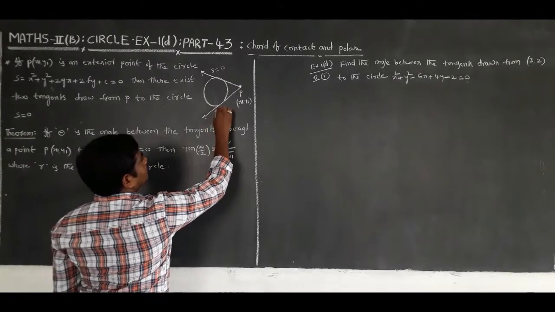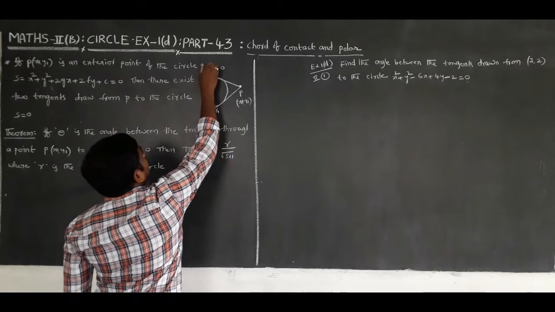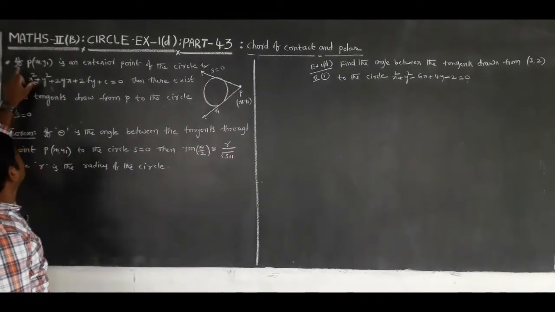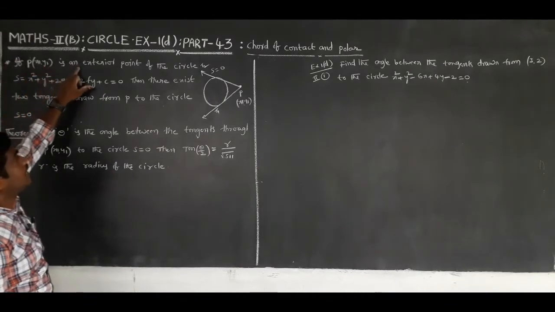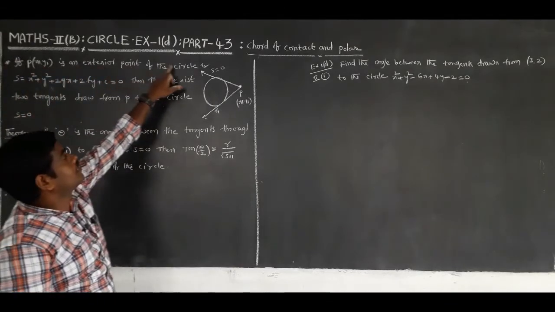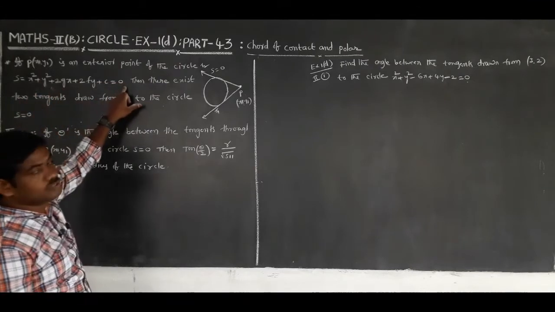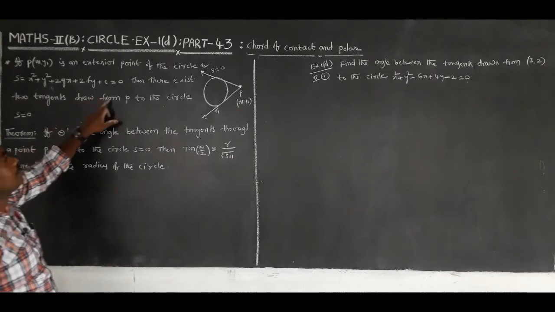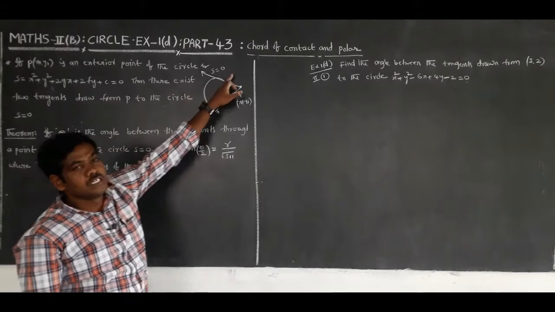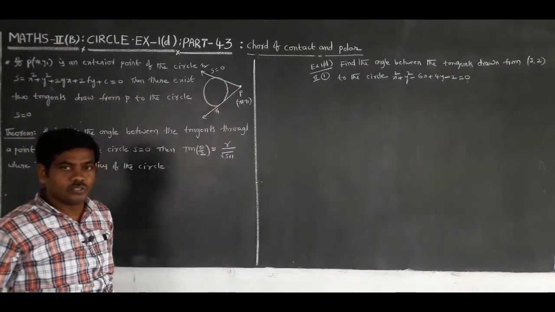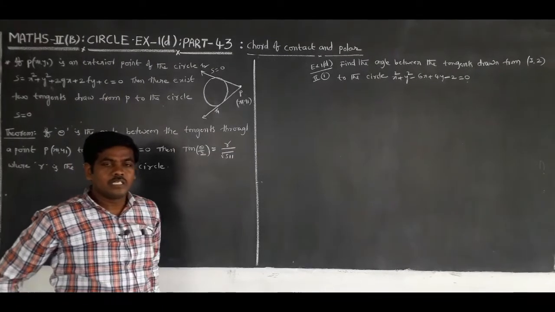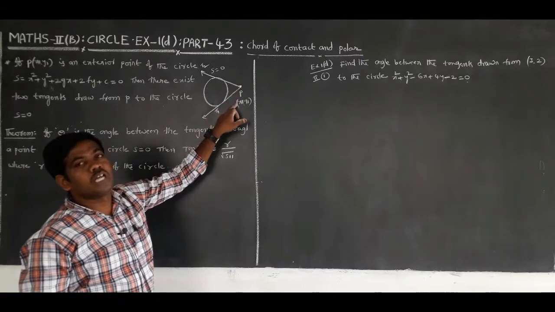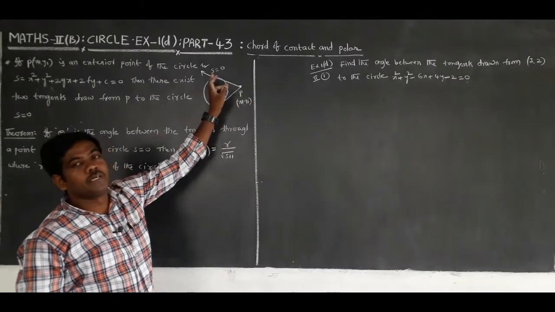This is the first tangent. This is the second tangent. This is the one point. If P(x1, y1) is an exterior point of the circle S equal to 0, then there exist two tangents drawn from P to the circle. Here only two tangents are drawn from P to the circle.